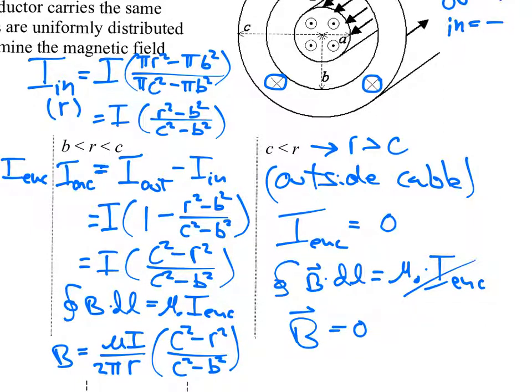Lastly, when we are at a radius outside of the outer wire, our enclosed current is 0 because we had I going in and we had I coming out, and so no magnetic field on the outside.